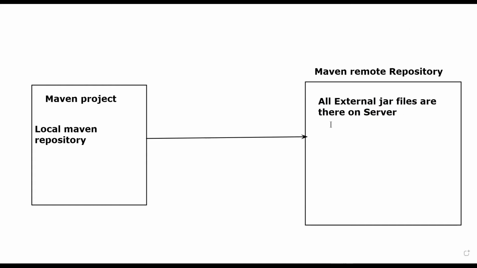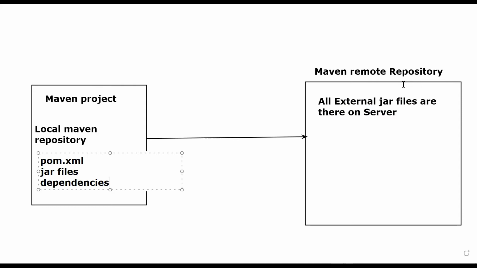Whichever jar files you need, you can specify them in a file called pom.xml. This file will automatically get created whenever you make a Maven project. In pom.xml, you can specify the jar files you need. How I can specify the jar files, we will understand when we use it. But remember one terminology called dependencies. So in my pom.xml, I will be specifying which jar files I require in the form of dependencies.